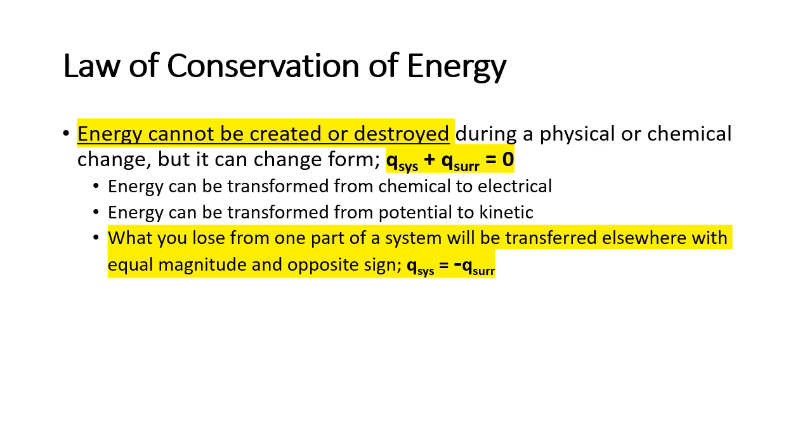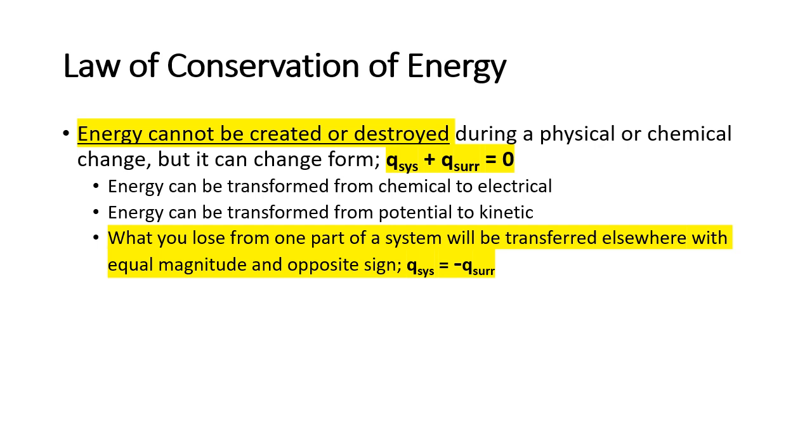Energy can be transformed from potential to kinetic. So we're talking about balls rolling down hills. They had potential energy when they were at the top, but by the time they get to the bottom, all of that potential energy has been converted to kinetic energy. Another way to do that would be discharging a capacitor.